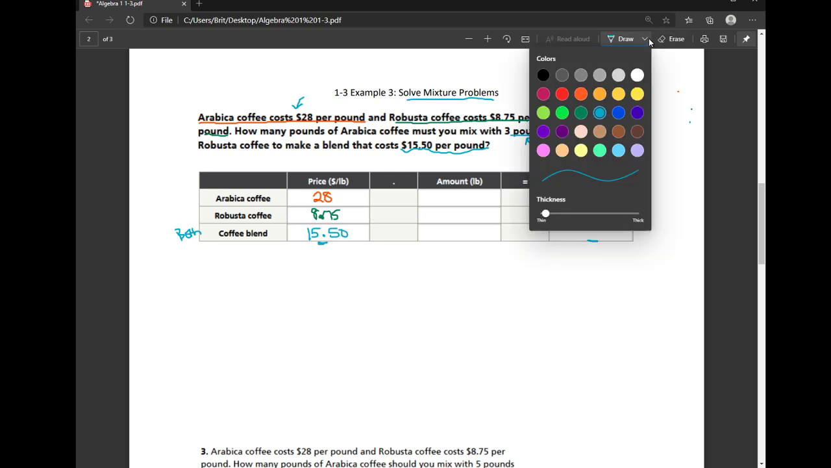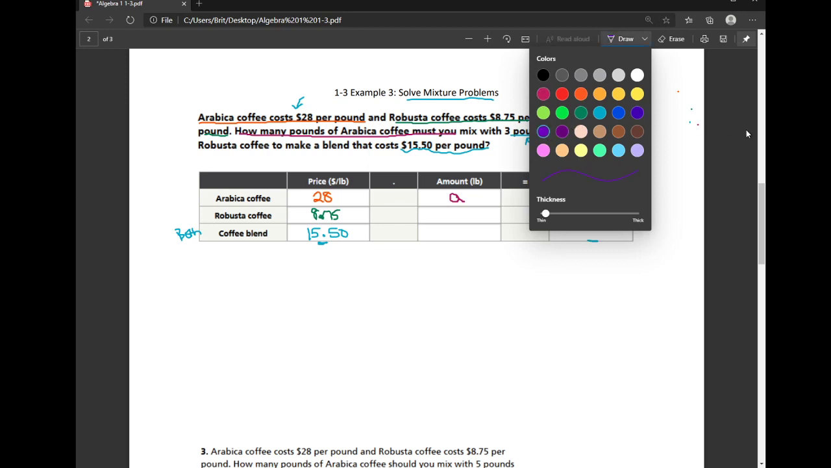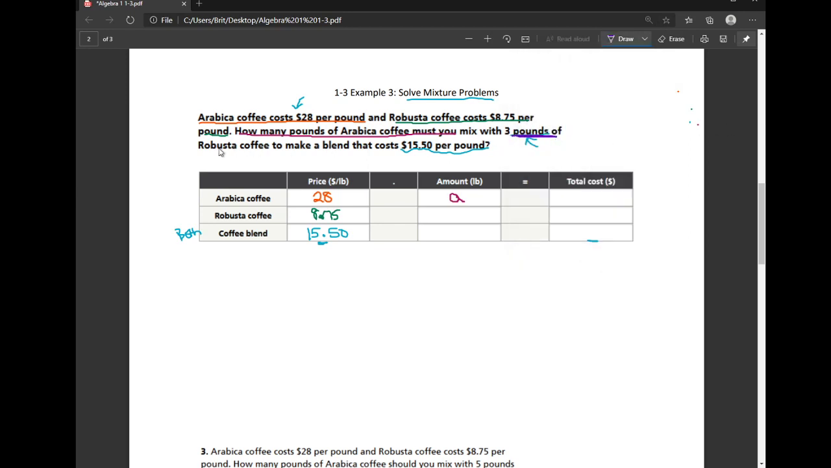Okay, so now, how many pounds of Arabica coffee must you mix? Okay, so that's telling us that the amount is what we don't know. Alright, so I'm going to have some variable. I'm going to use A for Arabica. So I don't know the amount of Arabica coffee. It says, must I mix with 3 pounds of Robusta coffee? So on the Robusta, I know I have 3 pounds to make a blend that costs $15.50.